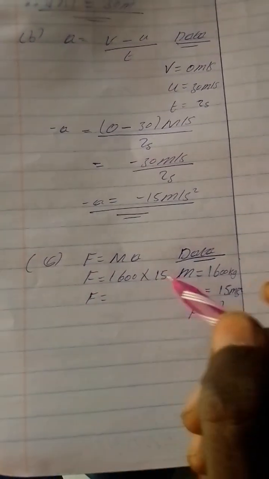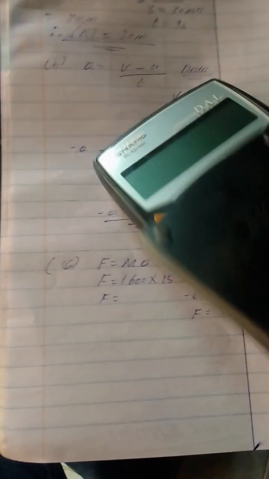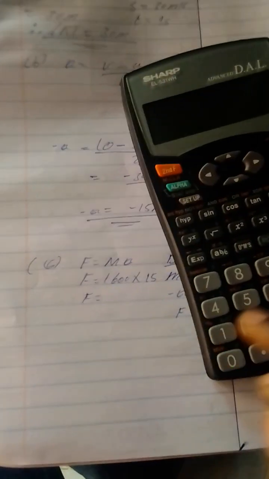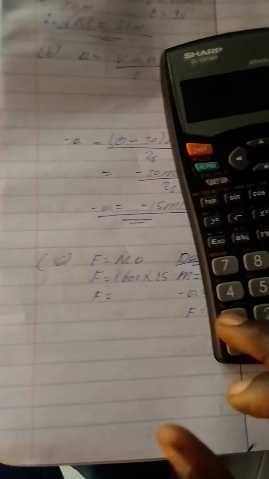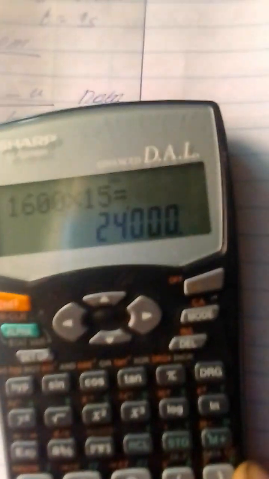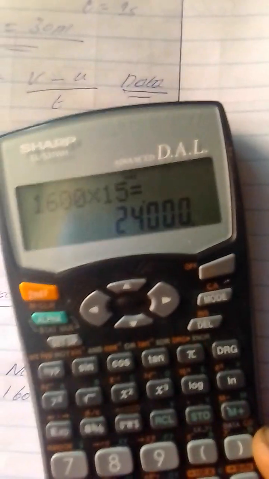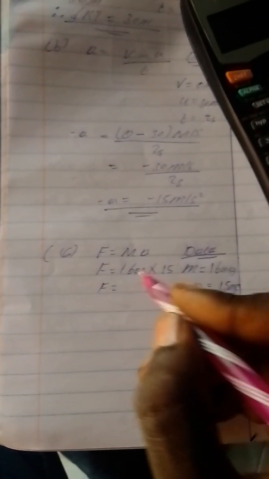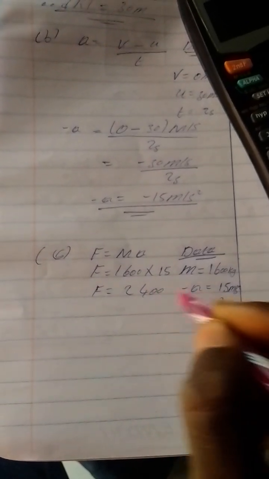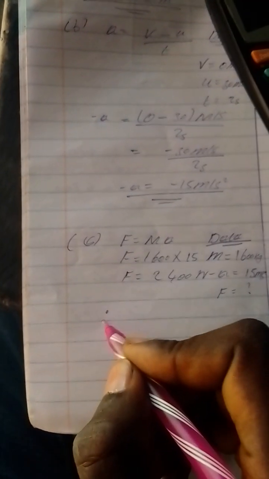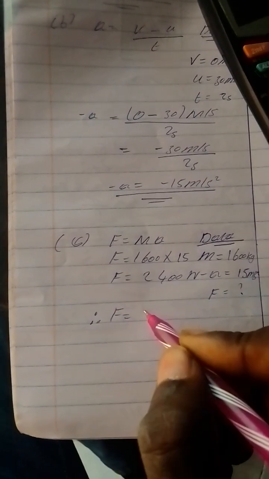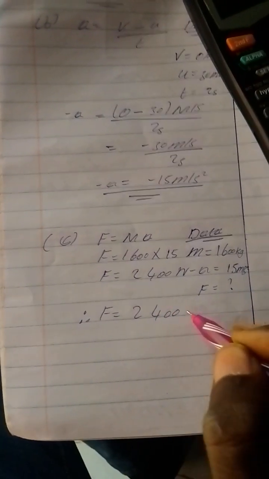So the force applied, when you multiply on a calculator 1,600 multiplied by 15, gives us 24,000 newtons. So therefore, the force applied was 24,000 newtons. That's your answer. That's how you answer in an examination class if you're dealing with the reaction time.